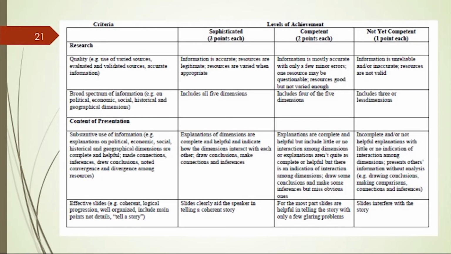And when you look at the descriptions within each of these levels, the sophisticated, competent, and not yet competent, what you notice is that sophisticated, which is the highest one, means the examiner is looking for the information to be accurate, resources to be legitimate, and resources to be varied when appropriate, as well as the student having used all 5 dimensions to demonstrate the broad spectrum of research which has been used for this particular presentation.